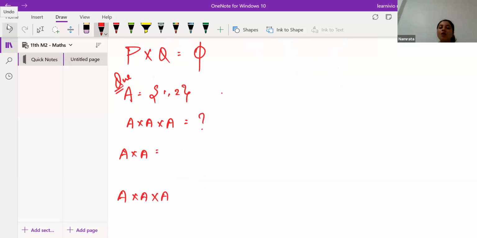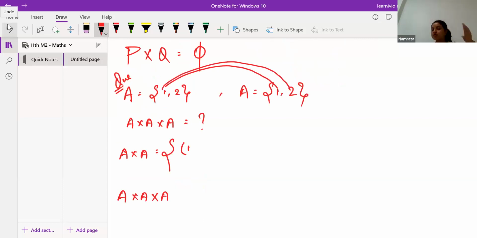That means let's find the ordered pairs. Here 1, this 1 with 1, again 1 with 2. We have used the first element. Now we will take 2 with 1, then 2 with 2, right?